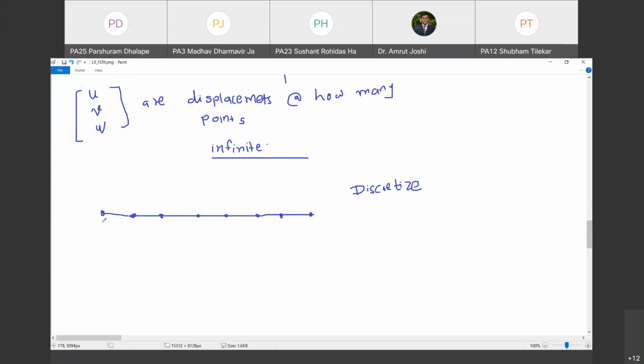And now what I am going to do is, values of U, V, and W only at these points will be treated as unknowns. Otherwise, the unknowns are the U, V, W displacements at every point, those are unknowns.